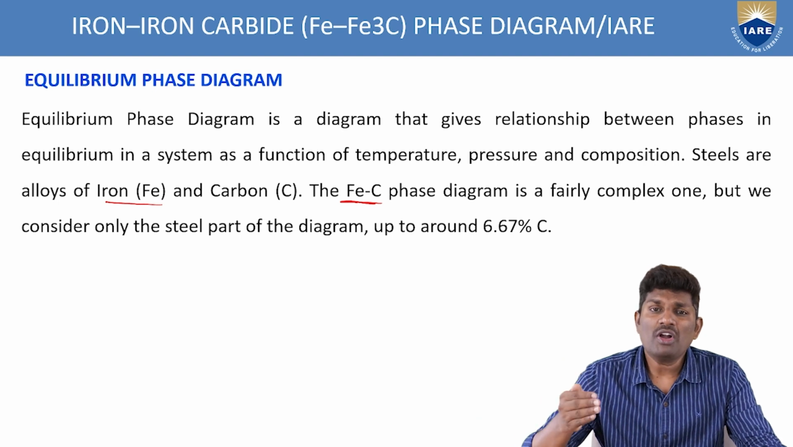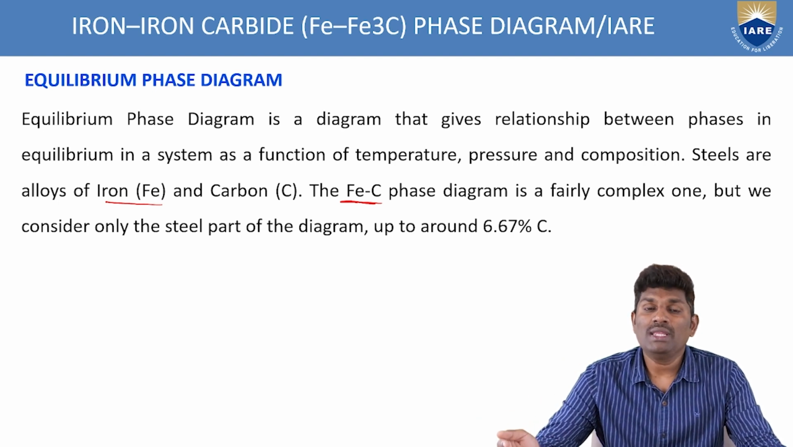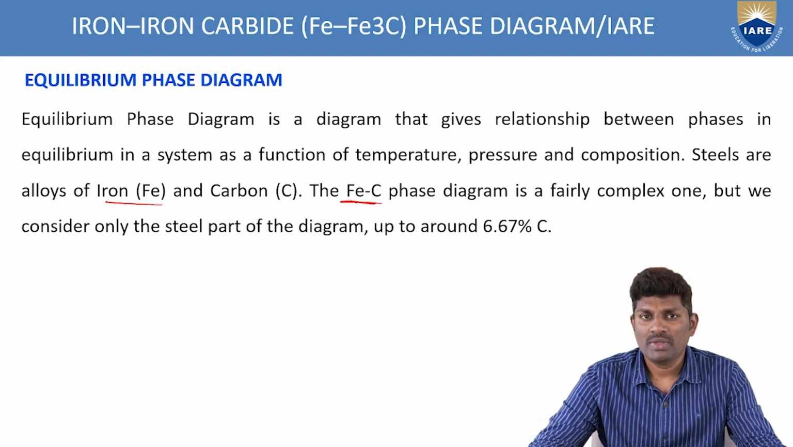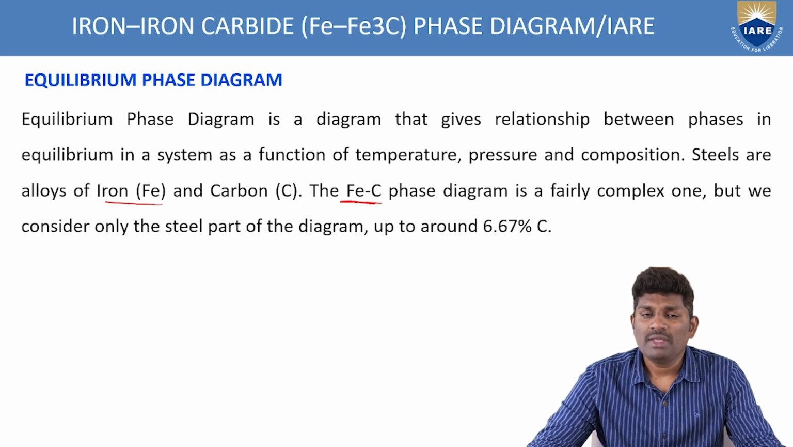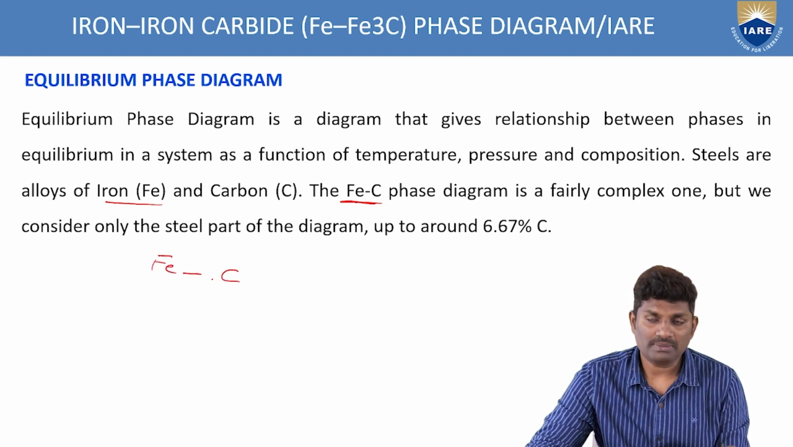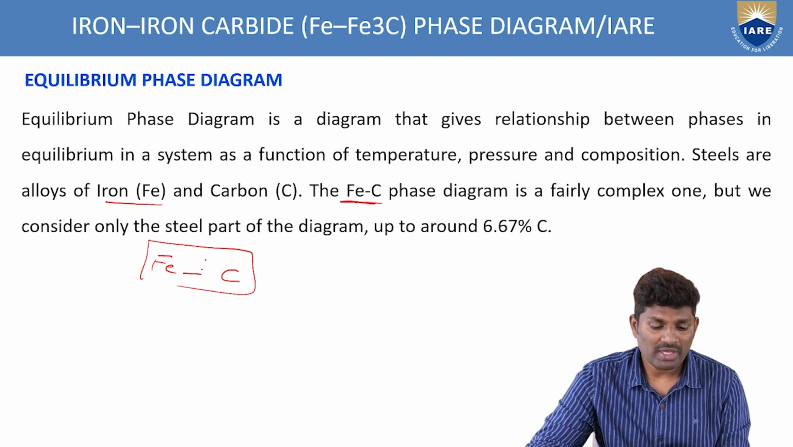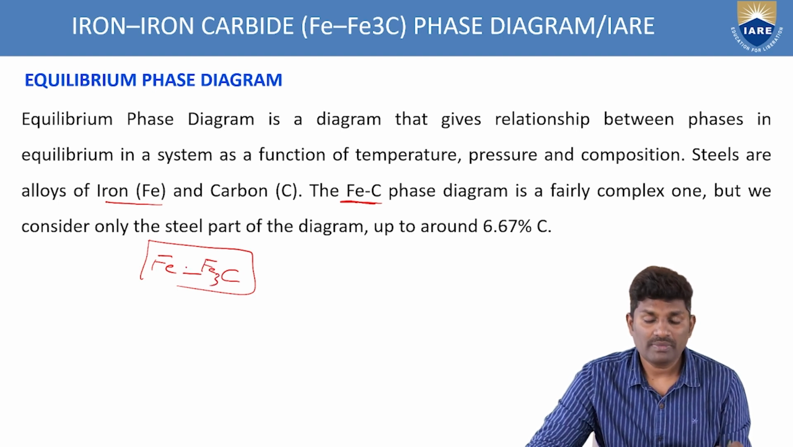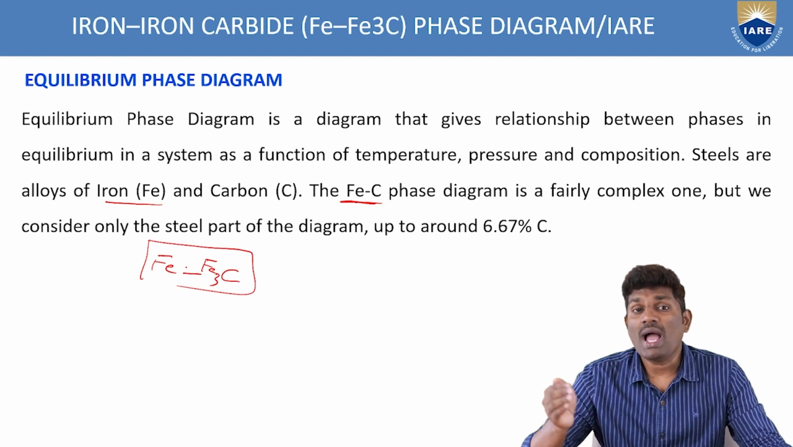Why? Because beyond the steel part, it will convert to graphite. That is the complete 100% of carbon. So we are not considering 100% of carbon, because after that composition percentage, it is not under steel. That's why Fe3C means that this iron is converting into carbon. That's why it's called Fe3C, that means the iron to iron carbide.